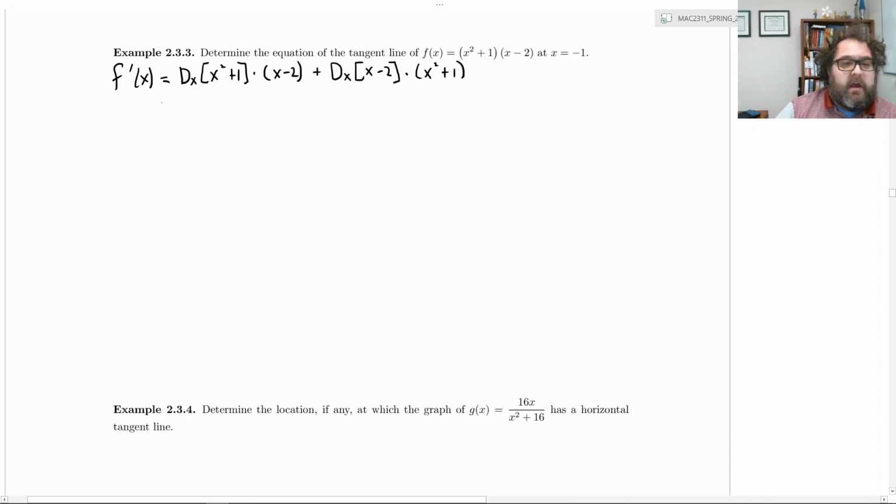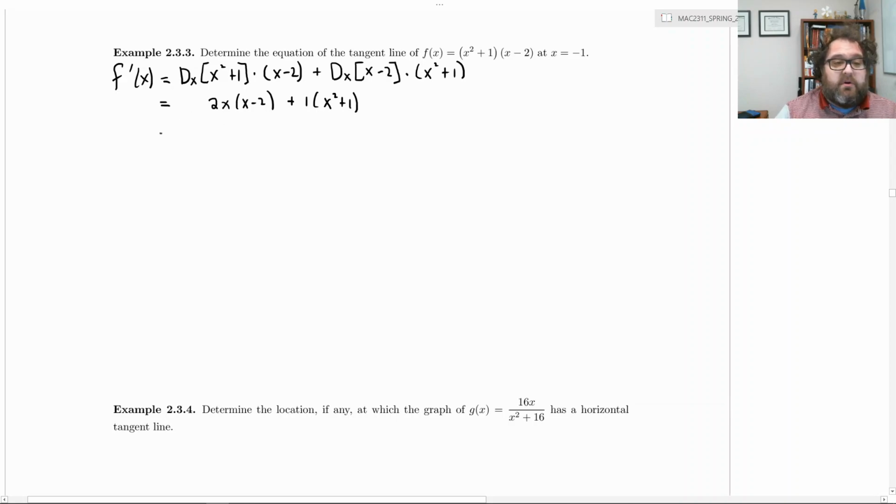Okay. And now we just need to take these two individual derivatives. So the derivative of x squared is 2x. Derivative of 1 is 0. So we have 2x times x minus 2 plus, we have the derivative of x minus 2. Okay, the derivative of x is 1. Derivative of negative 2 is 0. So this derivative is just 1 times x squared plus 1.